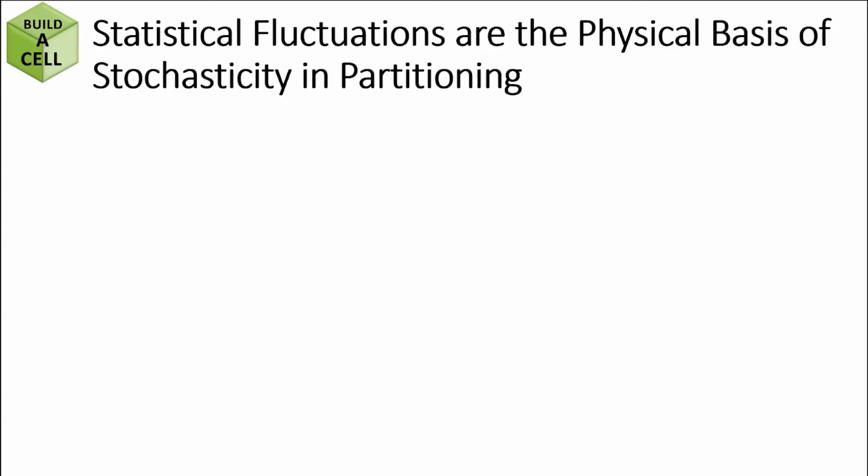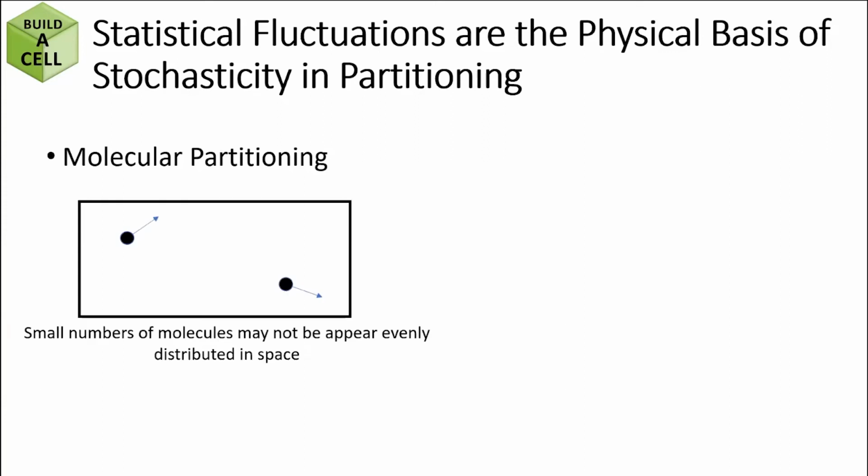The next part of this talk is on another source of stochasticity, which is fluctuations causing partitioning. And so what is molecular partitioning? Well, if I have a small number of molecules in a box, they might not appear evenly spaced. So recall that previously we talked about the collision time, which gives rise to stochasticity. Well, the spatial distribution gives rise to partitioning.